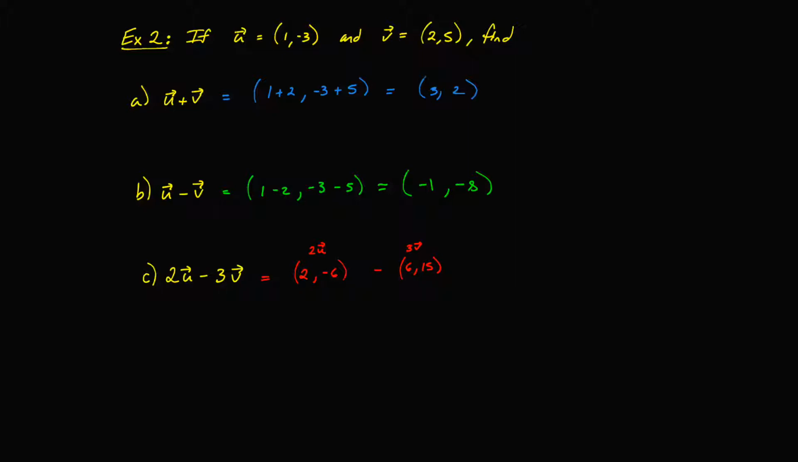So now, with that being said, I can continue the operations here to say this is going to be 2 minus 6, negative 6 minus 15. So you're going to get negative 4, and this is going to be negative 21.